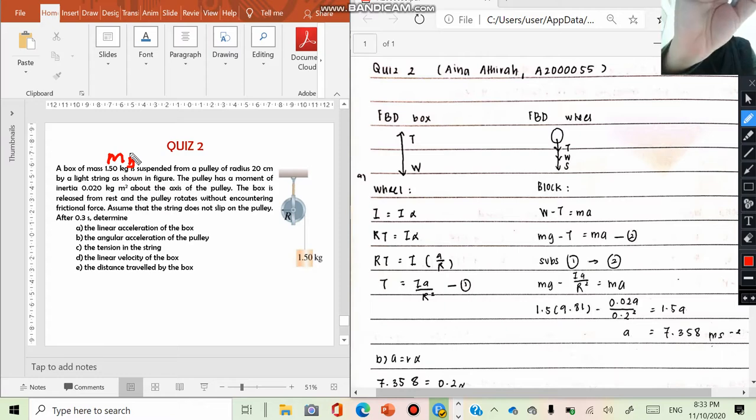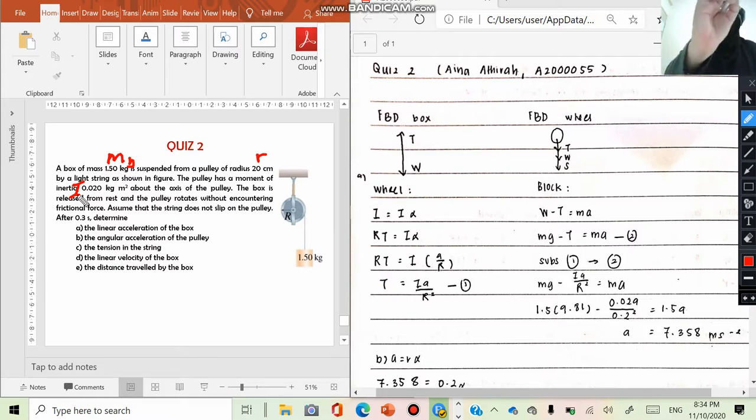And then the pulley of radius 20 cm. Ini radius of the pulley, so awak label sebagai R. Beware, itu bukan dalam SI unit. You have to convert it later on. The pulley has a moment of inertia 0.020 kg/meter square. So this one is apa? I. Betul? Moment of inertia.